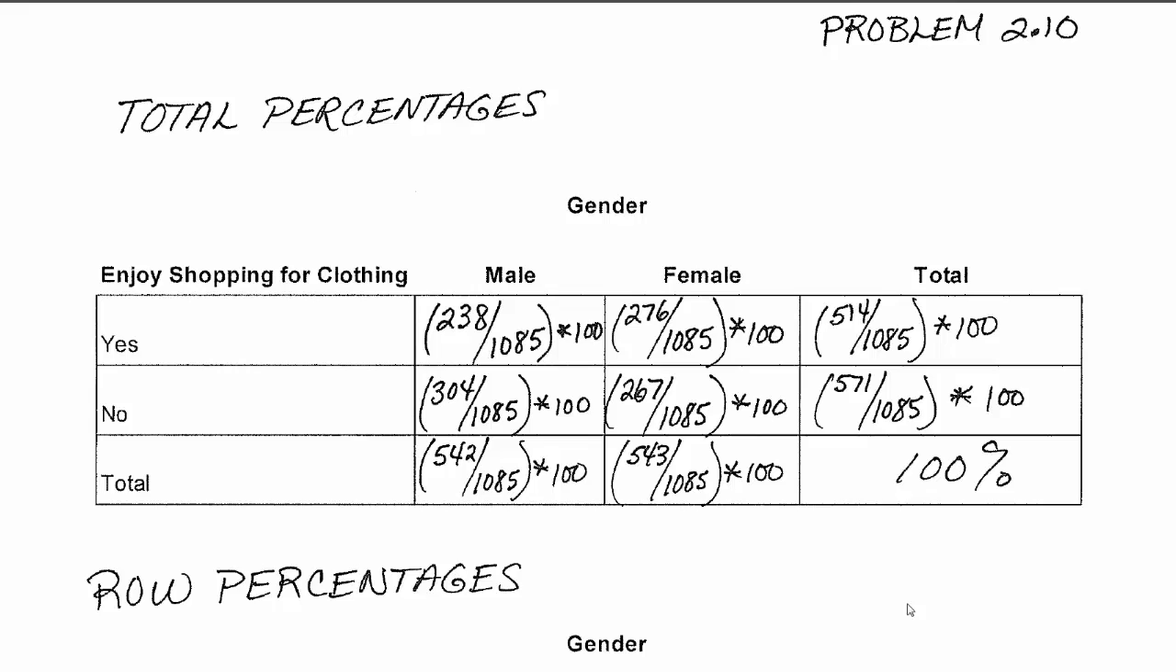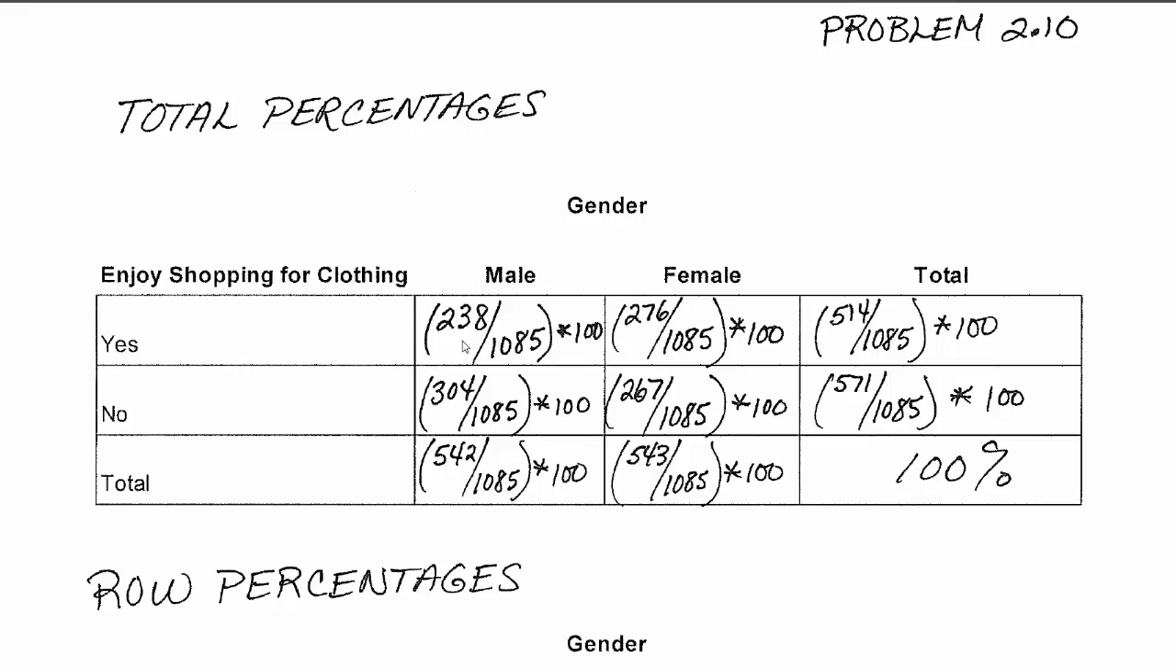Calculating the total percentages is a very straightforward process, something that most of you are accustomed to. Because we are asked to calculate total percentages, we are going to use the total number of respondents to the survey as the base number. Our total number of respondents was 1,085. If you notice, we are looking at this table and we are dividing every single cell by 1,085. That's really all there is to calculating total percentages.